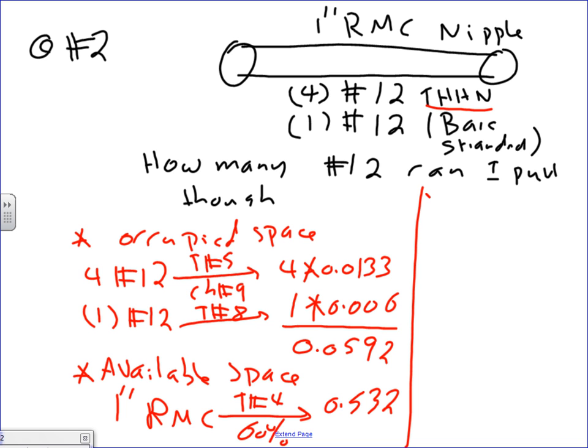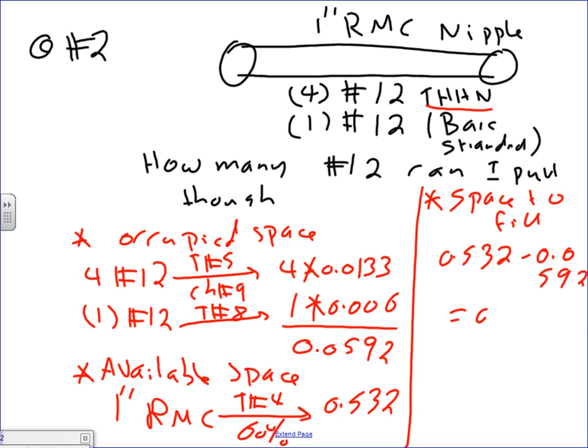The third one we need to do is space to fill. As you can see, you take the 0.532 minus 0.0592. What's the answer, Steve? 0.4728. Okay, so that's how much space I can fill. Is the math right? Yeah. Okay.